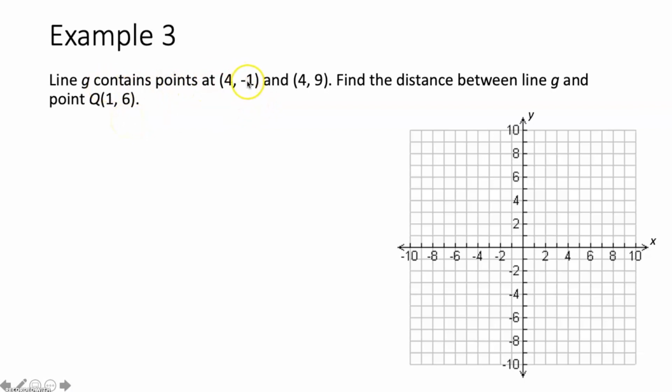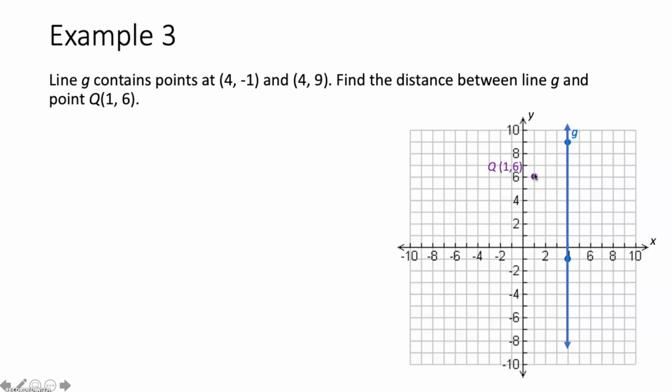So line G contains these 2 points. Let's graph 4, -1. We go 4 on the x-axis, down 1 on the y-axis, put a point, and then 4, 9, we go over 4 on the x-axis, up 9 on the y-axis, put a point, and we draw a line through those. Oh, we got a vertical line. That's interesting. We also have point Q at 1, 6. So we go over 1 on the x-axis, up 6 on the y-axis, put point Q.